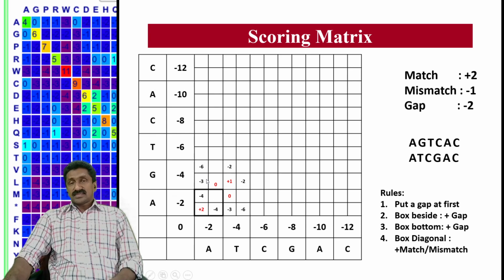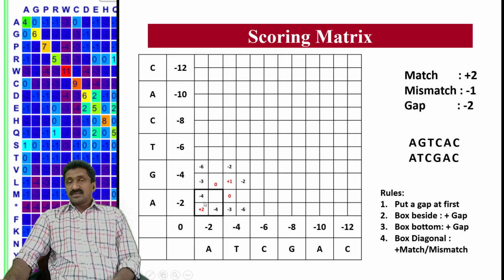So then the next cell will be calculated based on the highest value that is assigned to this box. In this case, you can see that the +2 is the highest value that can be assigned here. Now if the entire cell is assigned with a +2 value, then you can calculate the value of this box. The other box, the diagonal value is -2 here.